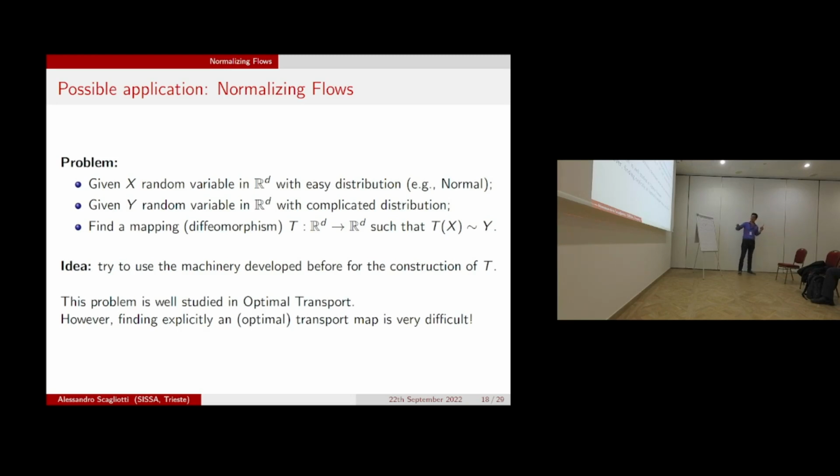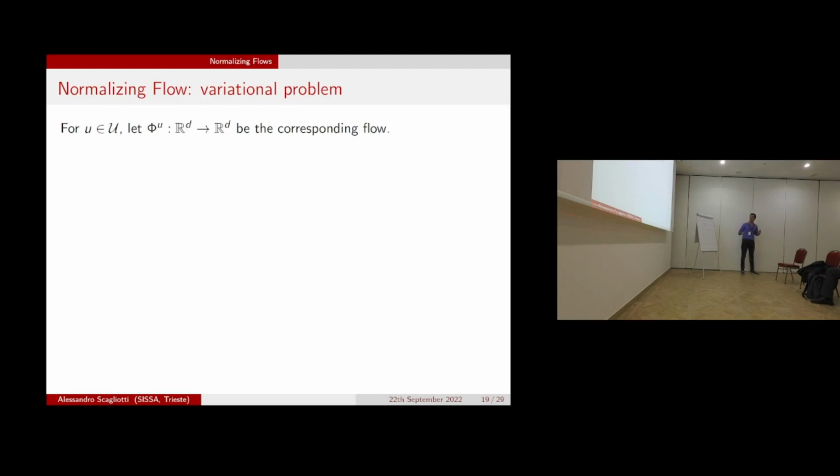Okay, caveat: so far we have dealt with optimal control. This is optimal transportation. Both optimal, but the subject is rather different. Anyway, okay, what's the problem? The problem is that finding explicitly an optimal transport map, or just transport maps, is in general very difficult.